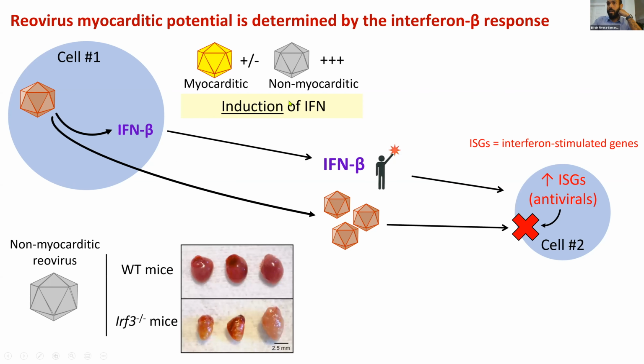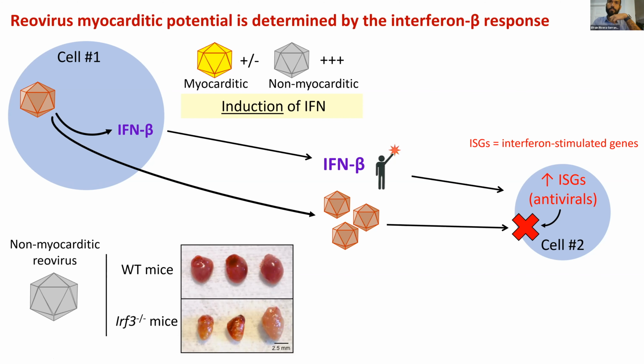But if we take that virus that normally would not cause any disease, and you put it in what we call wild-type mice, just regular mice, the hearts look normal. If we then take mice where this system is messed up, is deficient, we remove genes so that they cannot produce this interferon, that same virus now is capable of causing disease.